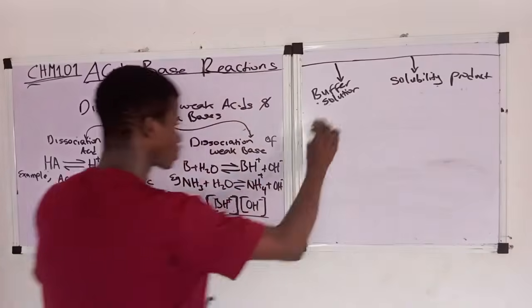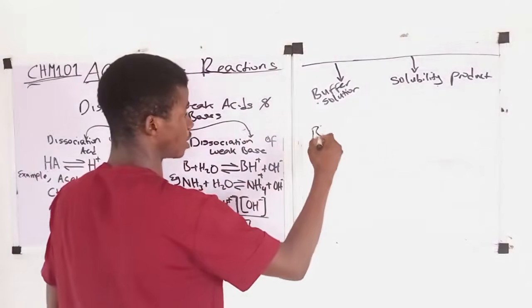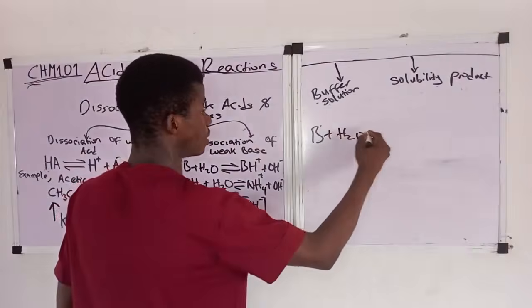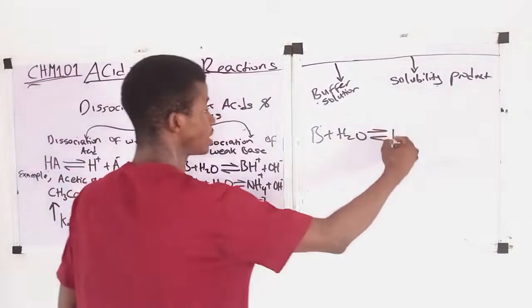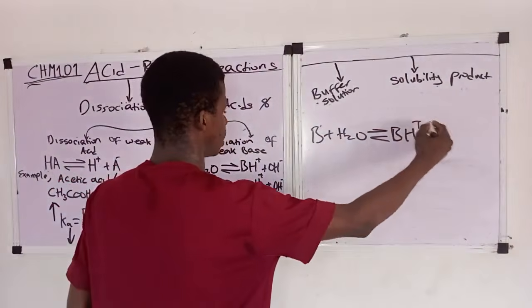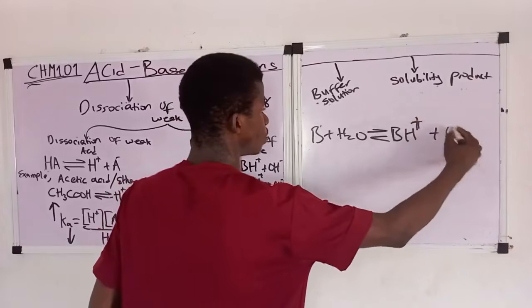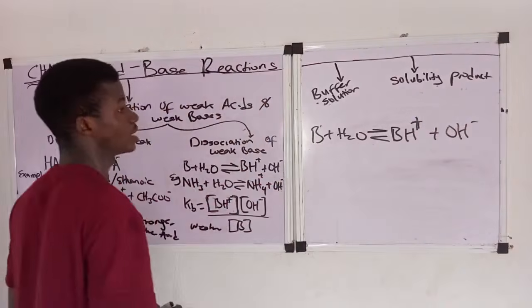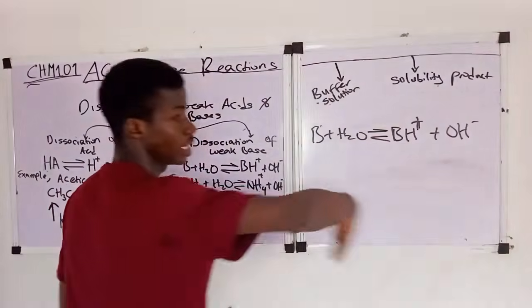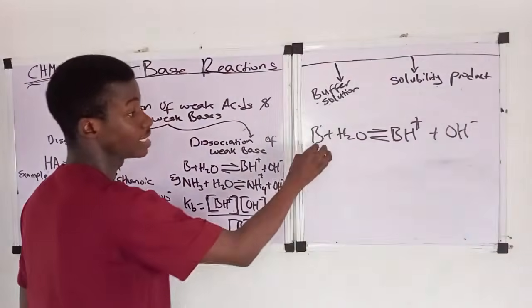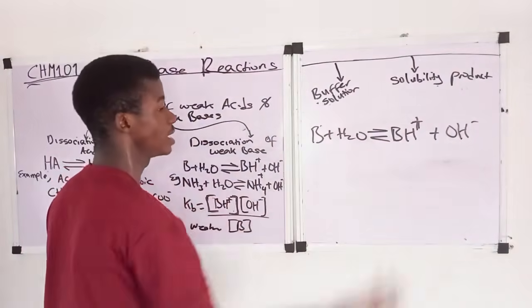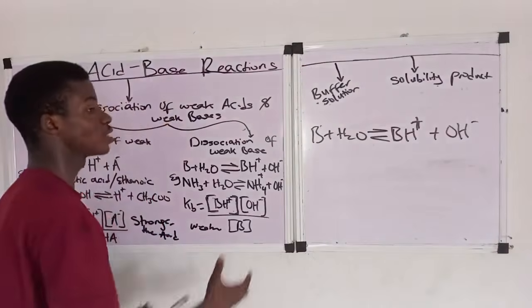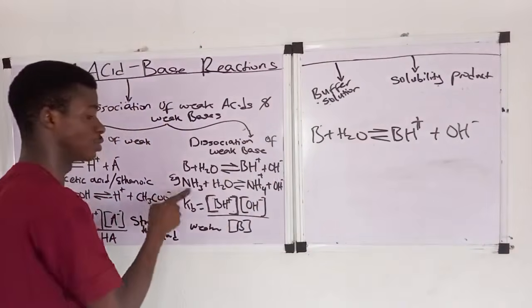Now, in the presence of water, a weak base dissociates partially, right? Yes, into BH+ and OH-. A weak base produces hydroxide ions in solution, and since it's a weak base, it does not completely dissociate in water. An example of a weak base is ammonia.